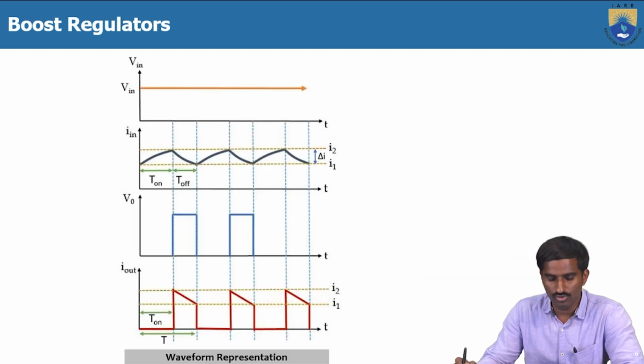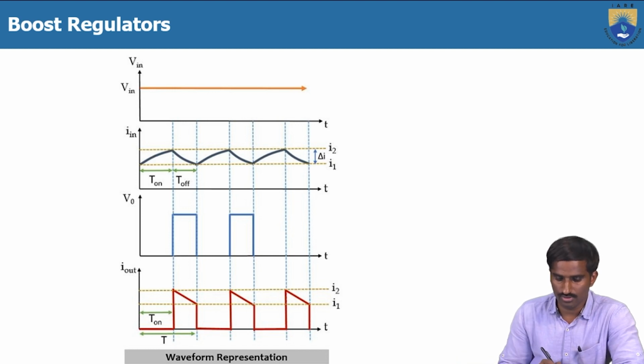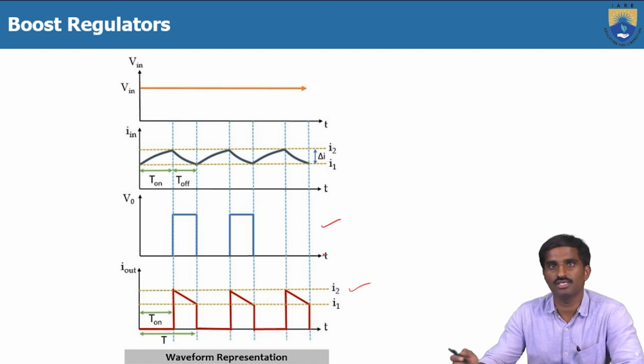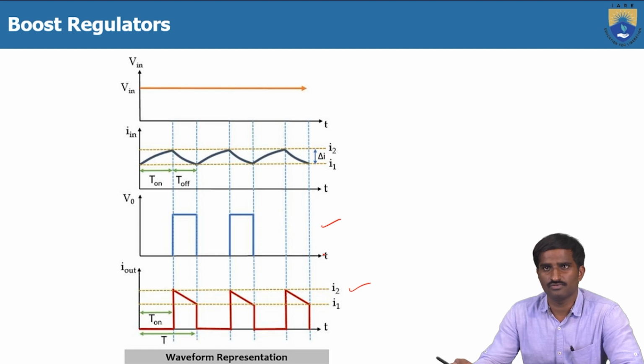And when coming to the output voltage and output current equation, it is the same as here. You can see these are the output voltage and output current waveforms. They are similar to those in the case of the boost converter or step up converter.